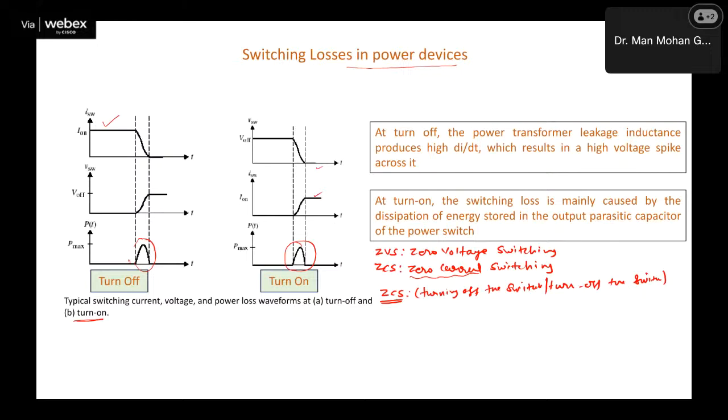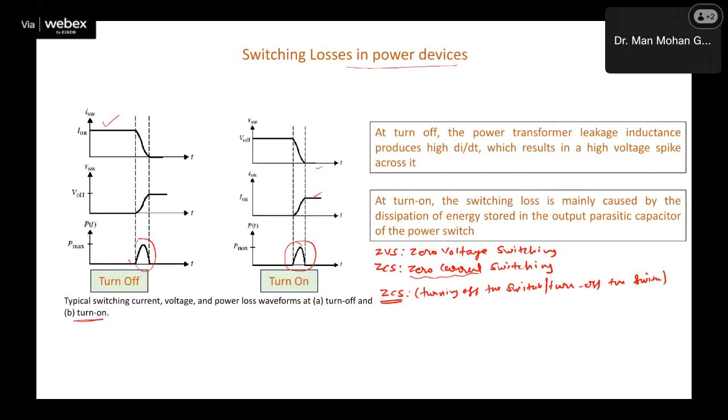So in the normal case, as soon as you turn it off, then what happens? The current starts decreasing, and at the same instant, the voltage starts increasing. And that is the only cause, because this voltage and current are coming together at the same time. So this power loss occurs.